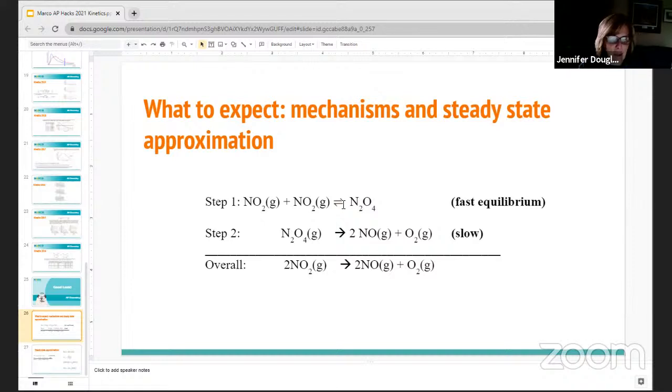So the second step, though, is the slow step. And this time, they want you to write the rate law for the overall reaction. Well, the problem is if I write my rate law based on my slow step, I would say rate equals k times N2O4 raised to the first power, because there's only one of those. And that would be my rate law based on the slow step. But look at what N2O4 is. It's an intermediate. I just realized I forgot to show you guys what a catalyst is. I'll go back and do that in one moment.